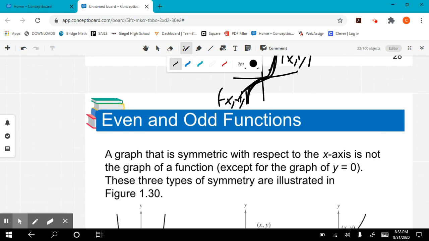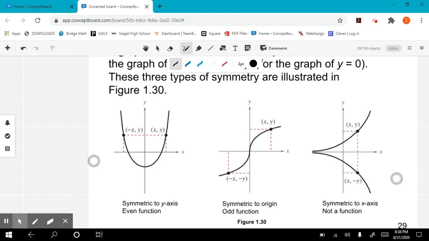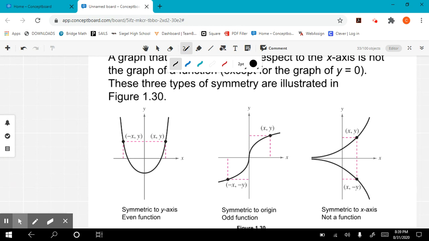Now here are the graphs. Notice these are symmetric to the y-axis. You could fold it along the y-axis and it would lay on top of each other. This point is mirrored over here. This is an even function. All right, symmetric to the origin. The point x, y is on here. The opposite of x and the opposite of y is also on that graph. This point, this point, this point matches this point.